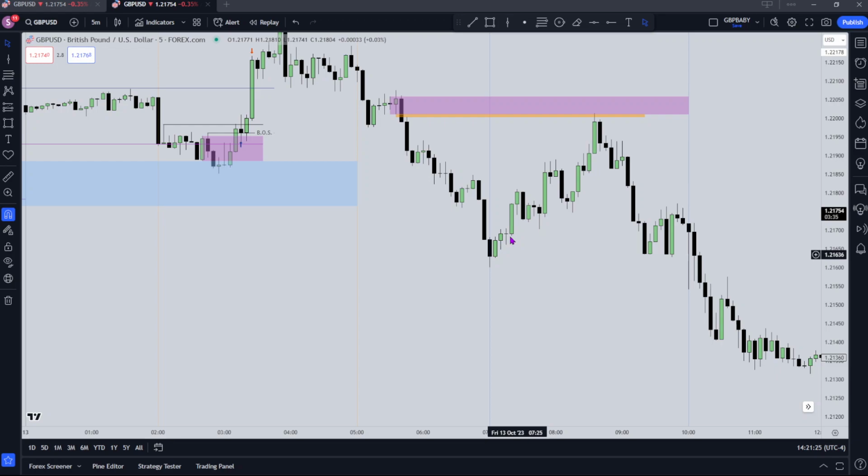So big money is selling as we're moving higher. We're selling, and we're selling. Remember, above highs is where we're selling. So we're selling here, knowing full well that price is moving lower. So that's just something to consider.